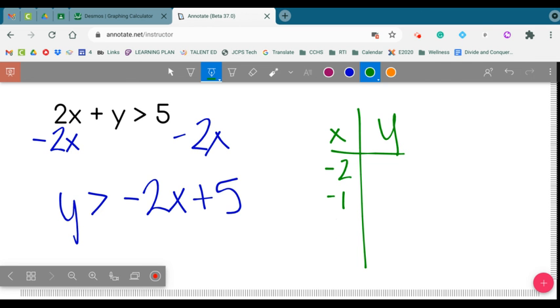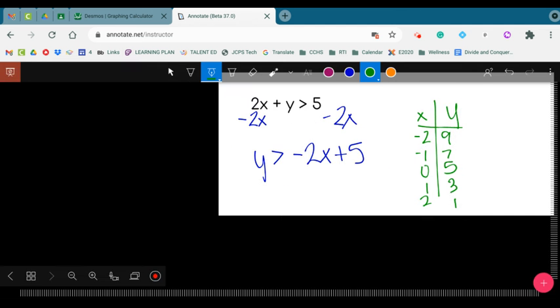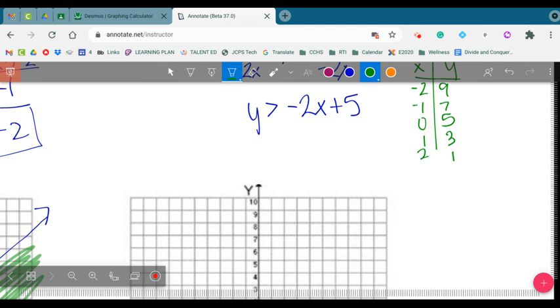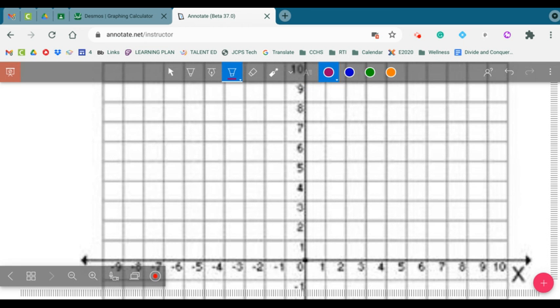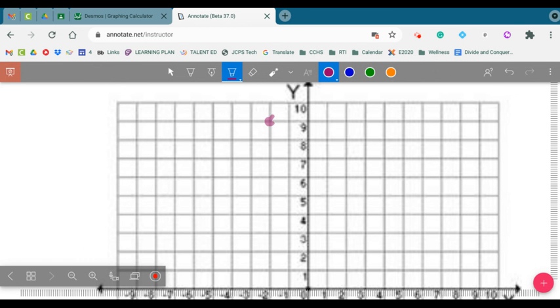So -2, -1, 0, 1, 2. We're going to get 0, 5, 1, 3, 2, 1, and 7, 9. Okay, graph this. So whenever we plot these points of -2, 9, -1, 7, 0, 5, 1, 3, 2, 1.